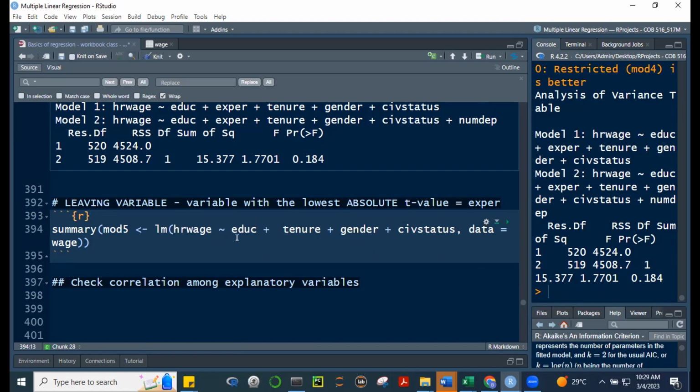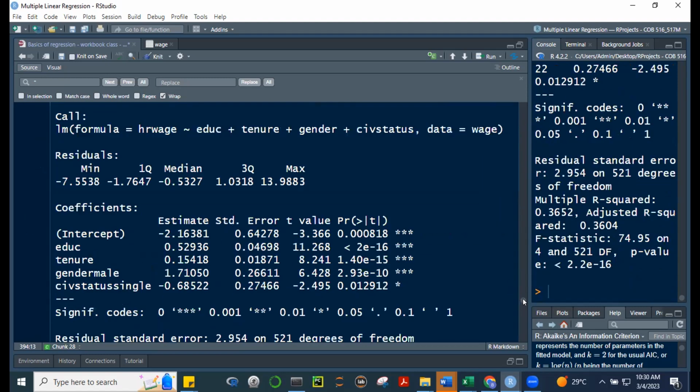Okay. Our education, tenure, gender, civil status. So we have here two numerical variables and two factor variables. So run natin. Okay, and we have this model. Now take a look. All the predictors are significant.